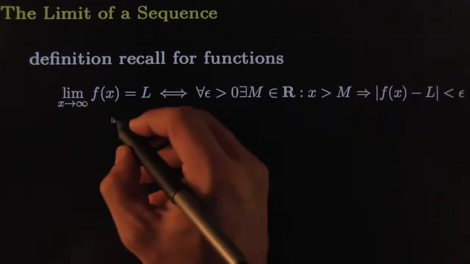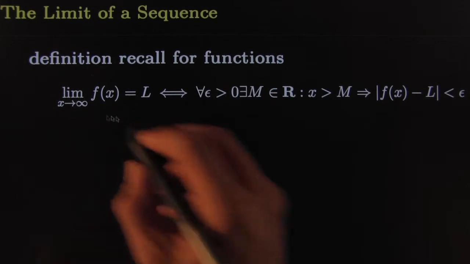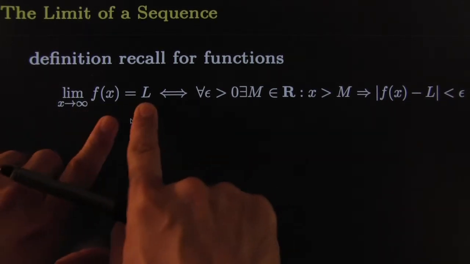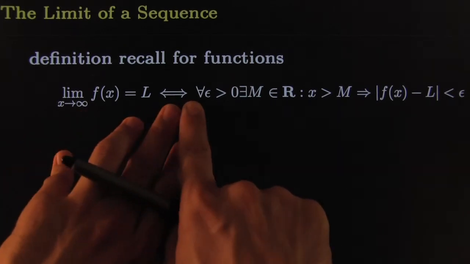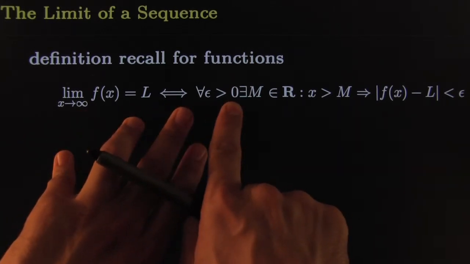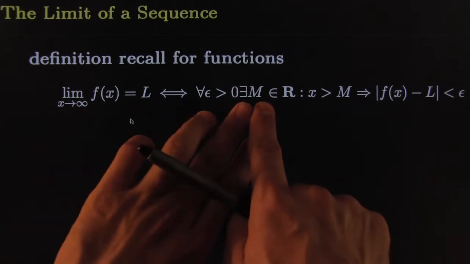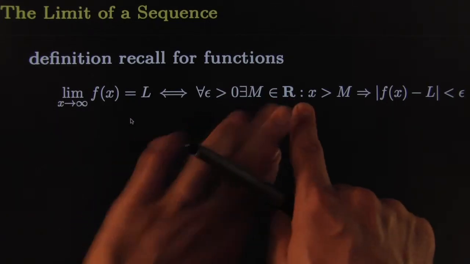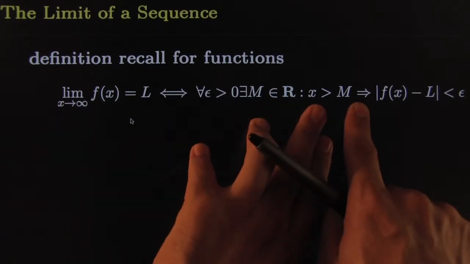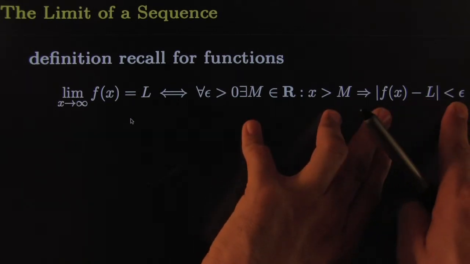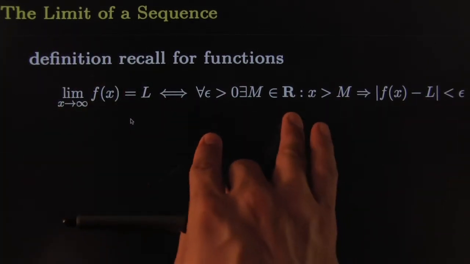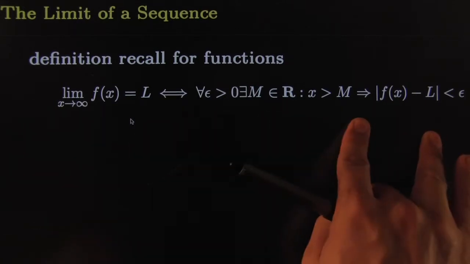So in the previous class you learned that the limit of f of x as x goes towards infinity, this part is important, is equal to some real number L if and only if for every epsilon greater than 0 there exists an m that's a real number such that x being larger than m implies that the distance from f to L is less than epsilon. Duh. It's the famous definition for a limit.